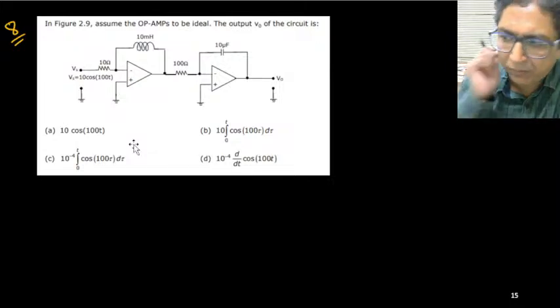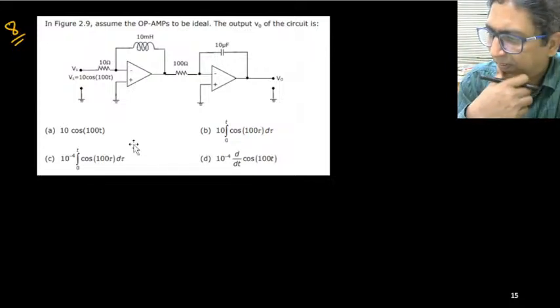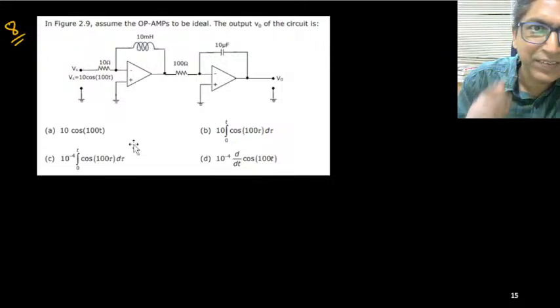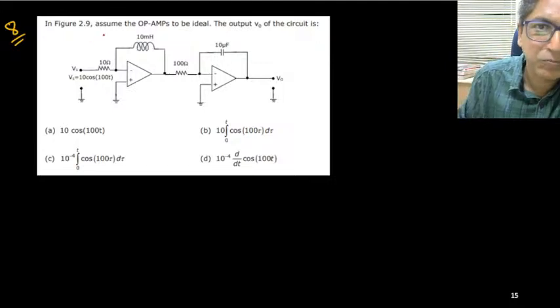Can you solve this problem? So this is one circuit mentioned here. This is one op amp, and this is another op amp. On this side, one resistance and one inductor, and on this side, one resistance and one capacitor. Now we need to find out the output potential V naught.